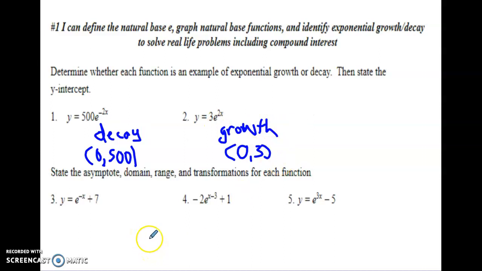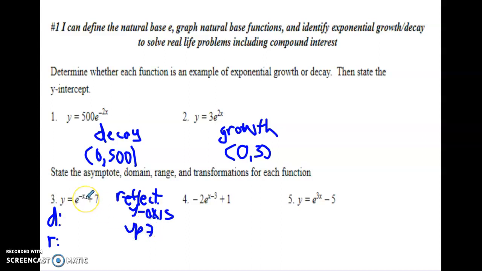Next one, I'm going to start with the domain and the range because once I have those two figured out, then I can write the rest. So for this exponential function, the e is being flipped. The function's being reflected across the y-axis, so maybe I'll just make a little note of that. So it's reflected on the y-axis. And then also it's being shifted up 7.